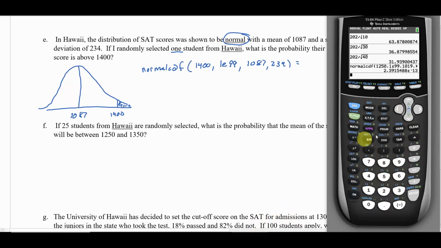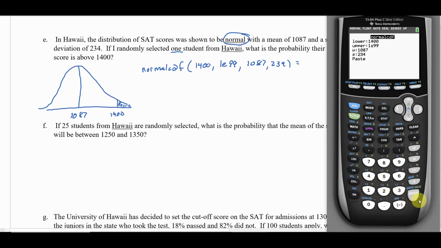All right, so feel free to fast forward through me typing this stuff in. We got 1,400, and we got 1E99. Here we go, 1E99, mean 1,087, and standard deviation 234.